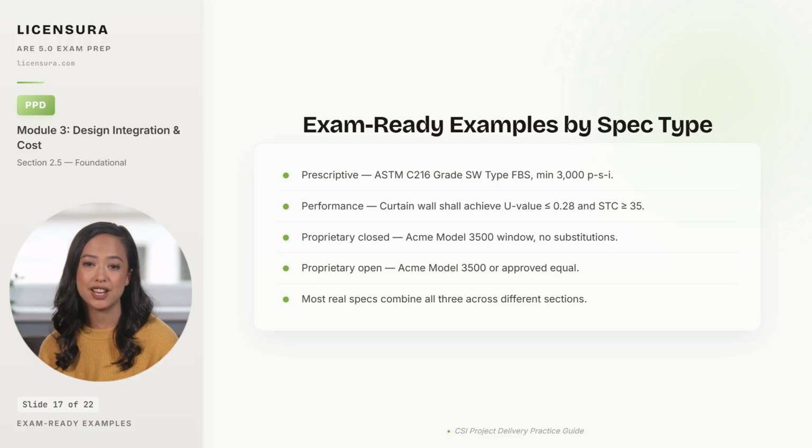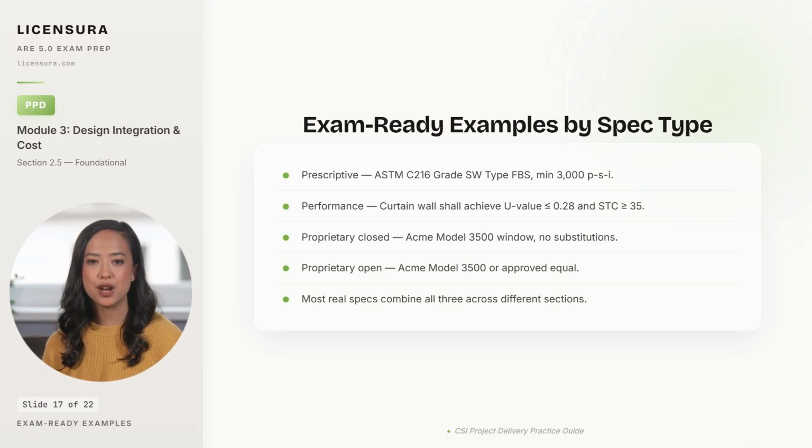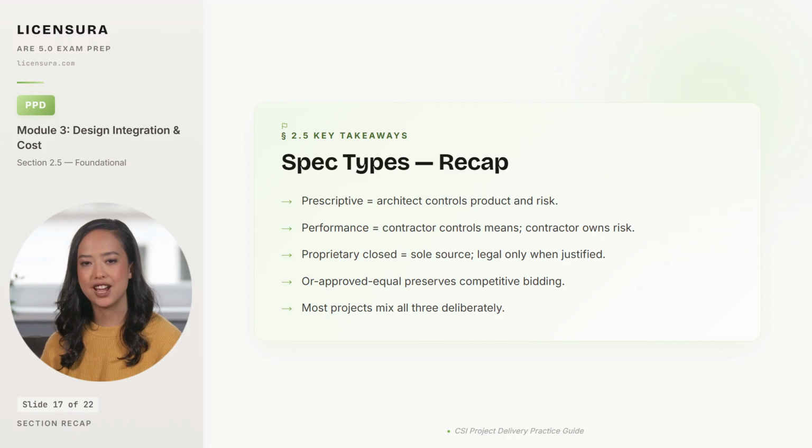And the practical reality on most projects? Real specifications combine all 3 types across different sections. Proprietary for the precise architectural products that matter, prescriptive for the commodities, and performance for the engineered systems the contractor builds. Walk away with these takeaways and you will pick the right spec type for any condition. 5 takeaways on specification types.